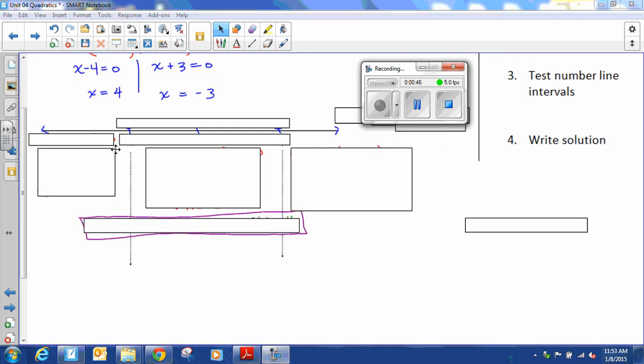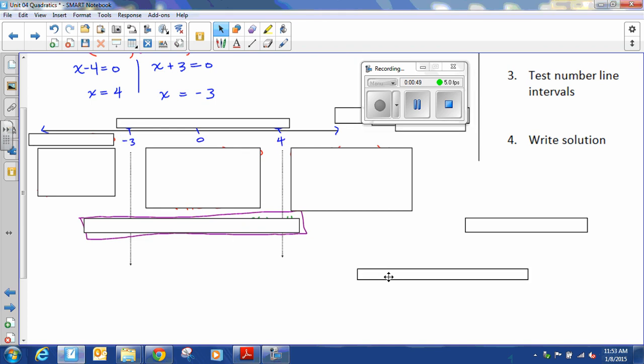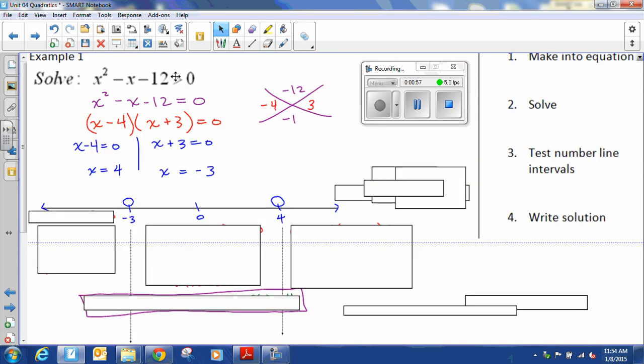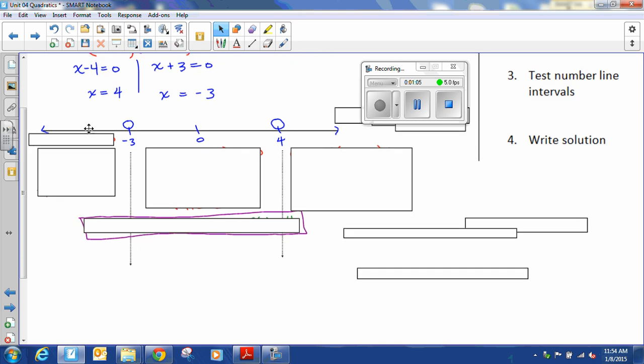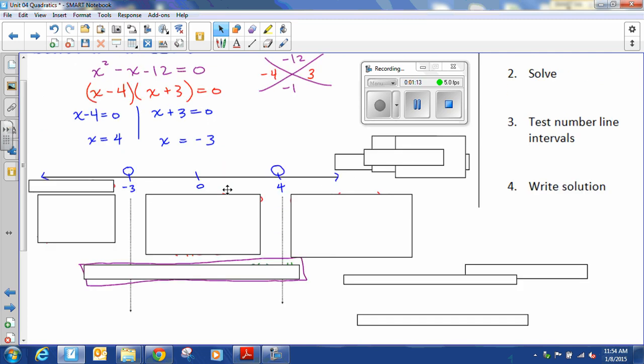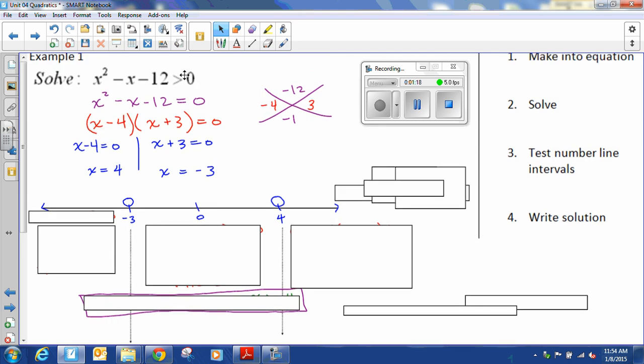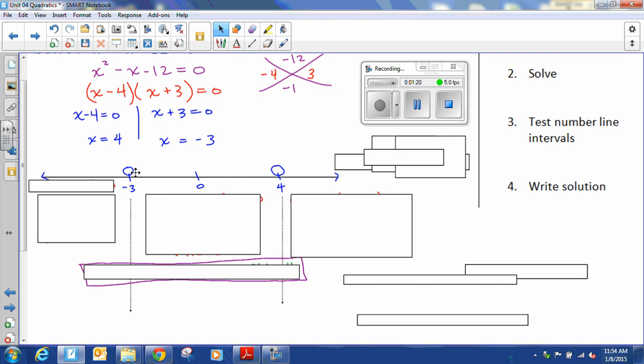Next step, we're going to plot our points, negative 3 and 4, the solution set, on a number line. We're going to use open dots because this is greater than, there's no equal to piece to it. So that's why it's a hollow or open dot. And we're going to divide up our number line into 3 regions, with a vertical line here and a vertical line here. We're going to test each of these intervals by choosing a test point and plugging it back into the inequality. So you want to choose any number here that's less than negative 3.